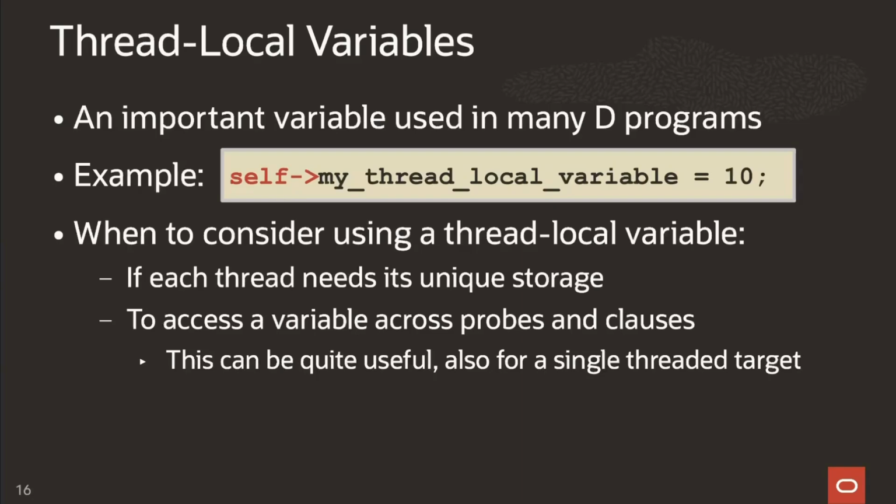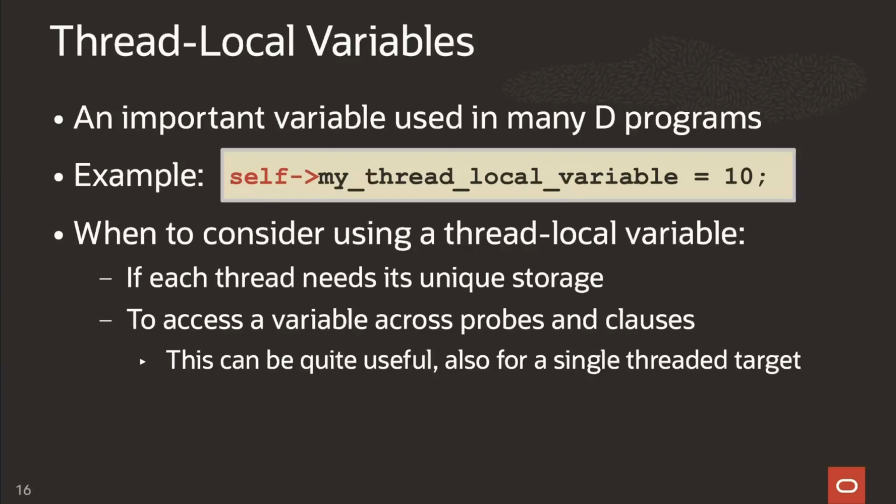So thread local variables are very important, and you will see them in many D programs. You declare them by using the keyword self. Self followed by the arrow, and then the name of the variable will declare that variable to be a thread local variable. And in this case, I assign the value 10 to it.